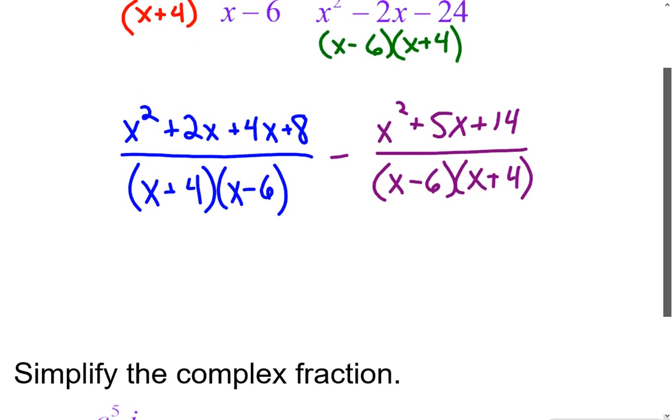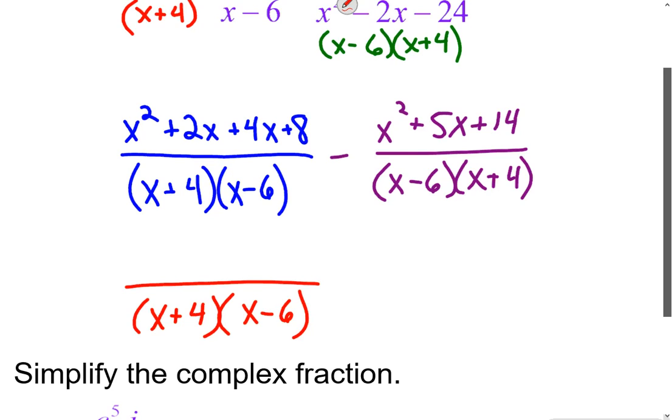Now we can actually subtract. So I'll look at this denominator. Common denominator is going to be x plus 4 times x minus 6. But now my numerator, now I just go through and I subtract like terms. So I see that I have x squared minus x squared. Well, that's 0, and the x squareds are gone.